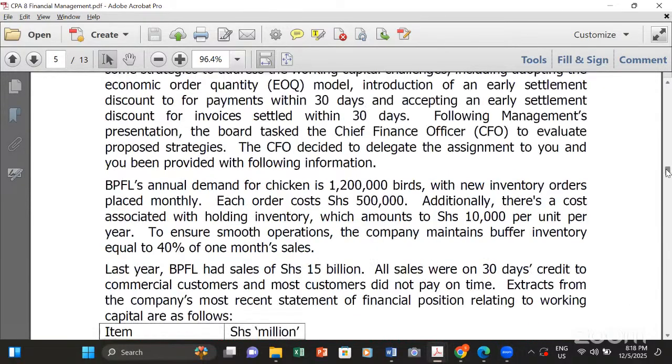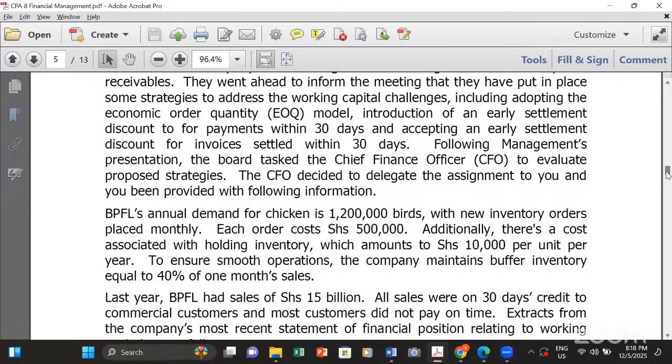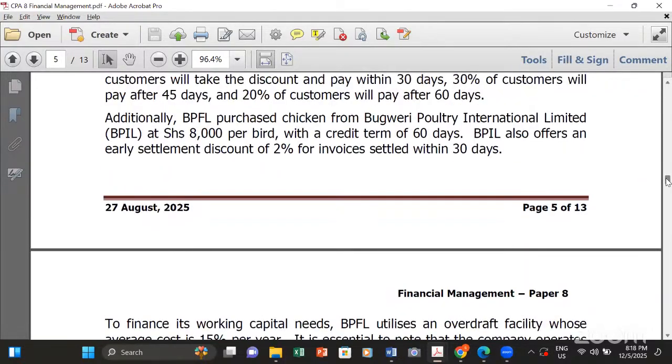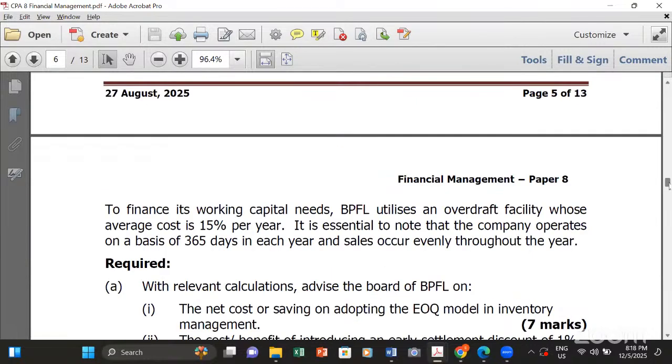Good. Now, what do they want you to do? What do they want you to do? They are saying, with the relevant calculations, advise the board of the company on one, the net cost or saving on adopting an EOQM model in inventory management. 7 marks.